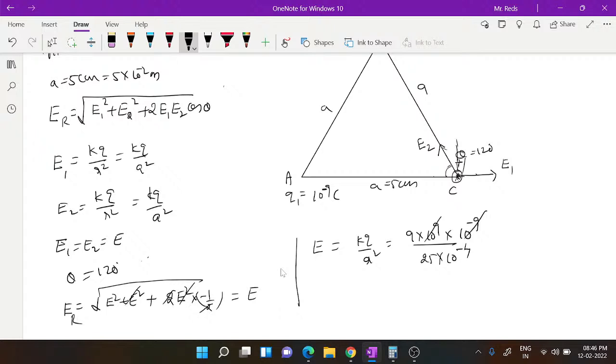The other way, if you remember some simplification techniques, you can write it as 9 by 10 power minus 4, you can write it as 0.25 into 10 to the power minus 2. Actually, 0.25 is 1 by 4. So that 4 you can take to the numerator and write it as 9 into 4. 10 to the power minus 2 comes to the numerator, it becomes 10 to the power plus 2. 9 4s are 36. So it will be 3600. E is in Newton per coulomb or volt per meter.